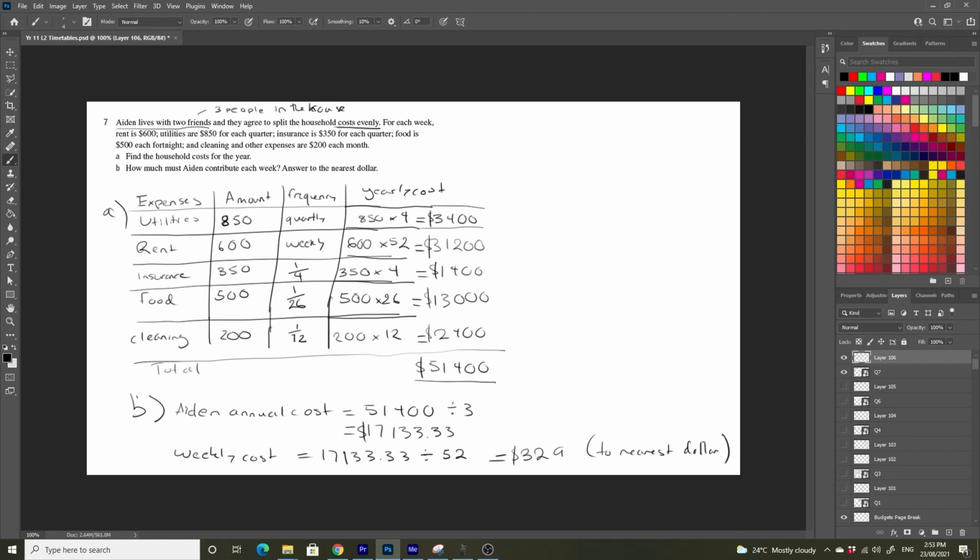Also be aware of any additional information that they add on to the end of the question, like answer to the nearest dollar, because that's the answer they're looking for. They're not looking for the cents in this answer. They're just looking for the dollars.